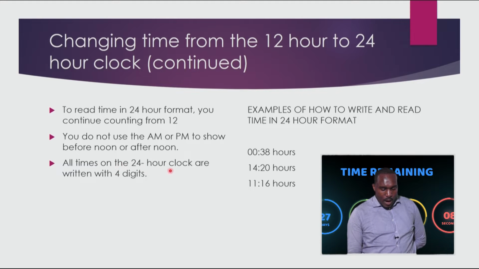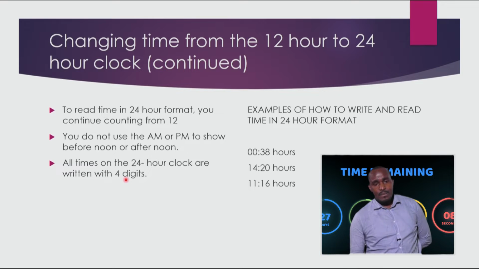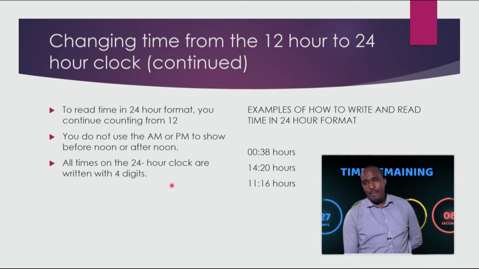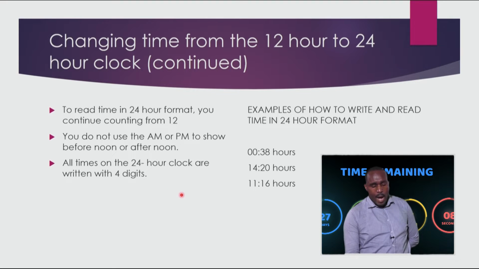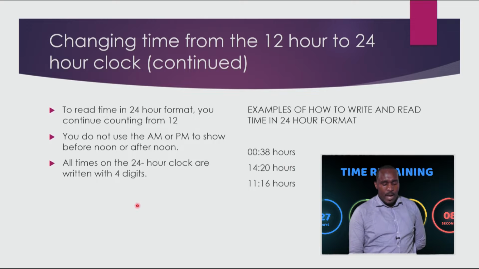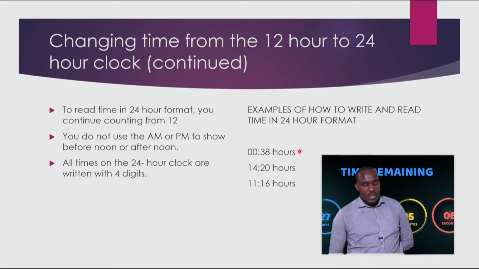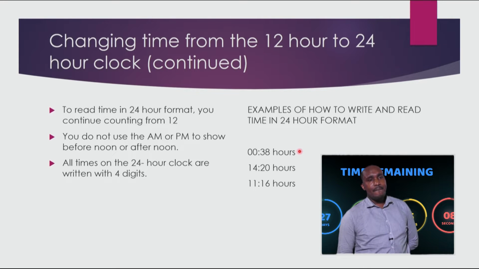All times on the 24-hour clock are written with 4 digits. In 12-hour, you can say 9 a.m., 9:20 a.m. You don't say 09:20 a.m., you say 9:20 a.m. But in the 24-hour format, you use 4 digits. So here, as you can see, these are the examples. You have 0038. So there are 4 digits. There's 1, 2, 3, 4.